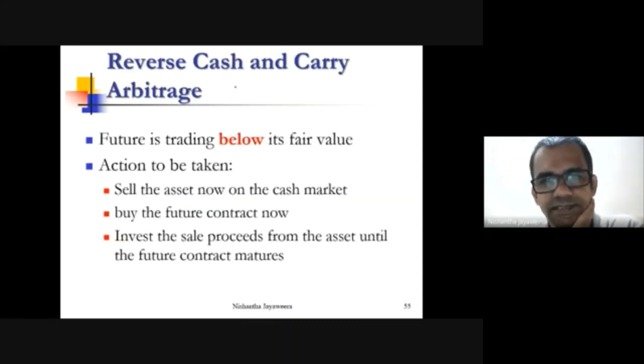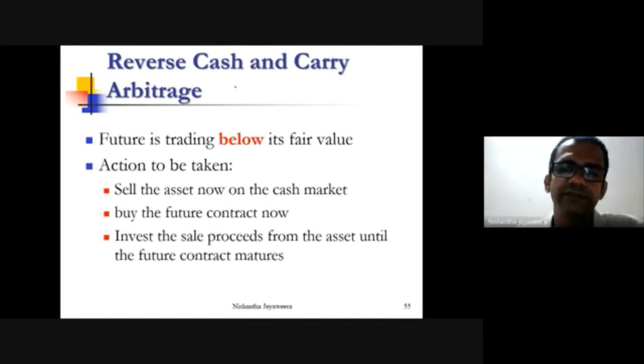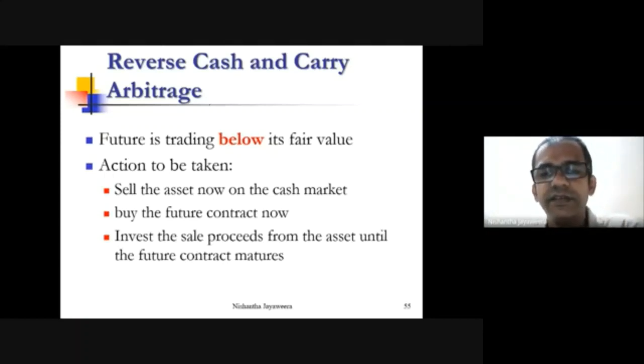To get that profit, we have to do these 3 transactions. Sell the asset now on the cash market, buy the futures contract now, and invest the sale proceeds of the asset at 2.5 for the same maturity of the futures contract.